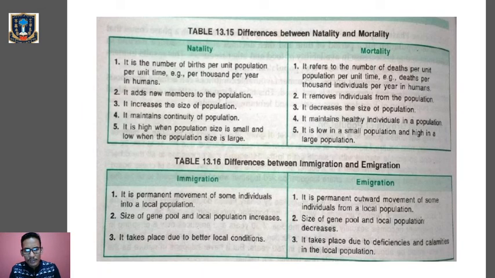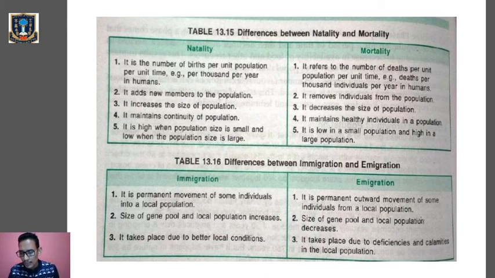Clear? So here we have finished the populations and the attributes of populations, and kindly go to table number 13.15 to learn the difference between natality and mortality. Natality means birth rate, and mortality means death rate. Then we have table number 13.16, where you will find the difference between immigration and emigration. So kindly go to this table.